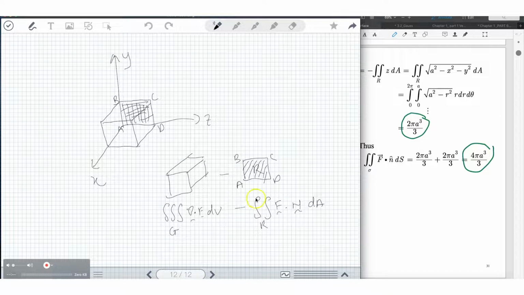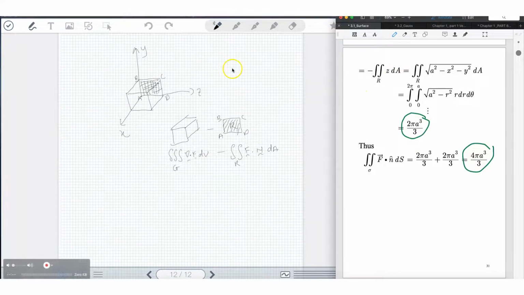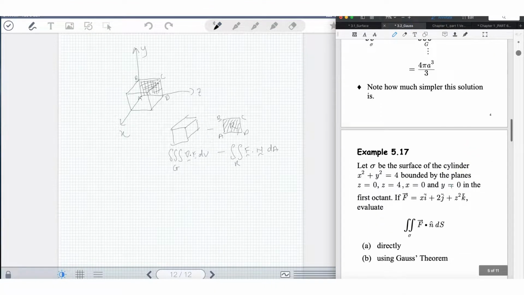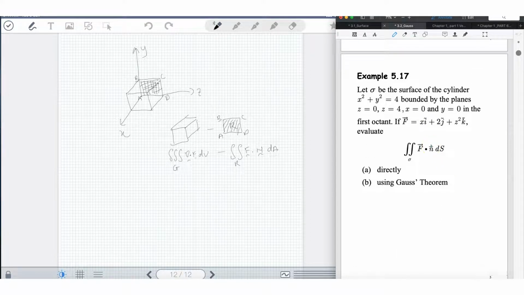Instead of providing all the five surfaces, which for me takes a longer time, right? So this is another way. I think this one is simpler because you have the Gauss here. Okay, that is possible. All right, so that is an example of the Gauss. So any other example here? Okay, look at another example, 5.17.